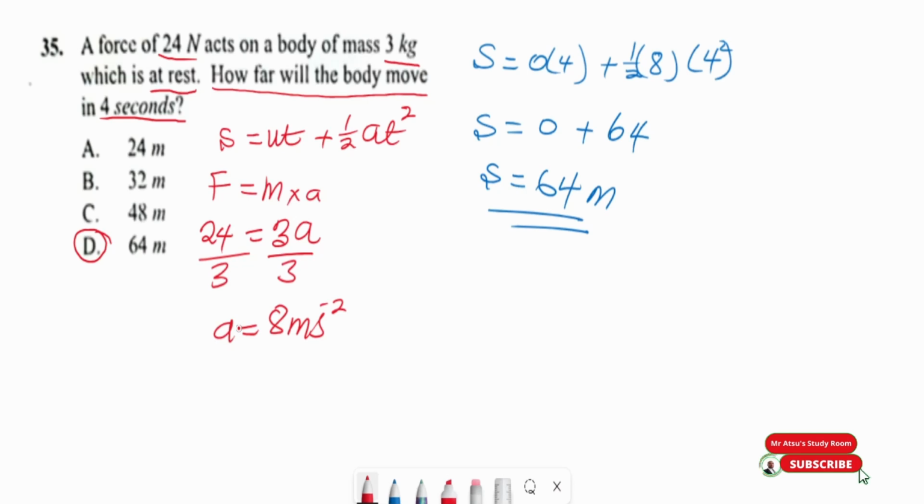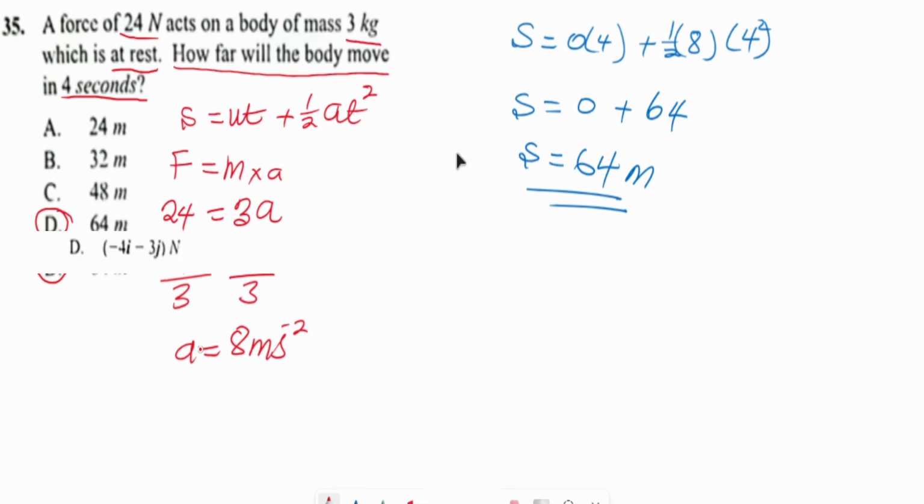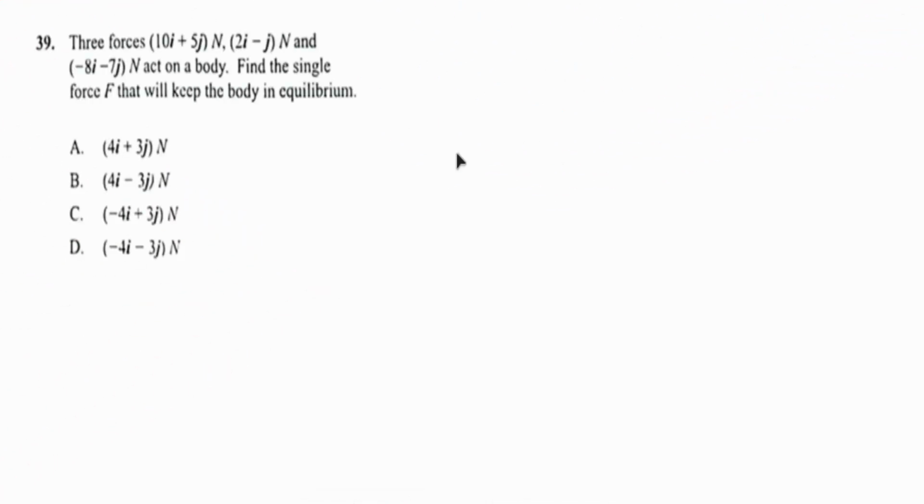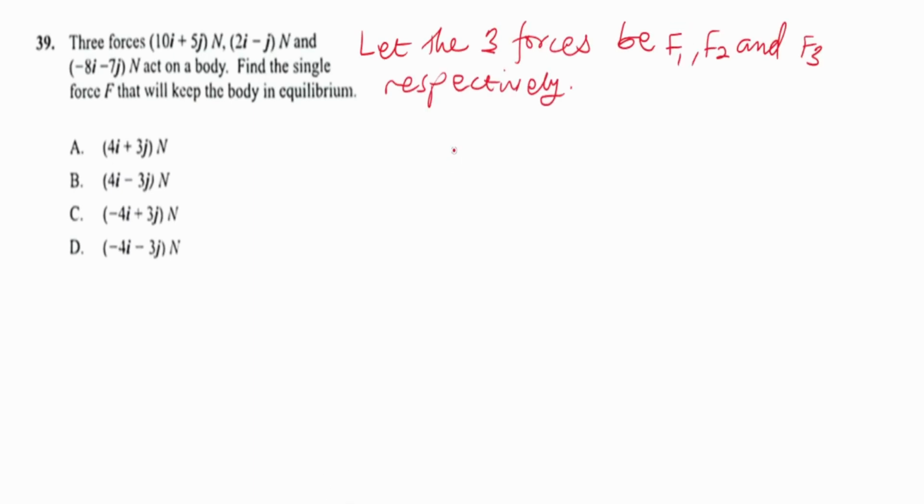Let's move to question 39, which is the last for this study. Question 39 reads that 3 forces, 10i plus 5j Newton, 2i minus j Newton, and negative 8i minus 7j Newton act on a body. Find a single force, F, that will keep the body in equilibrium. We'll first start by letting the 3 forces be F1, F2, and F3 respectively. The question says we should find the single force that will keep the body in equilibrium.